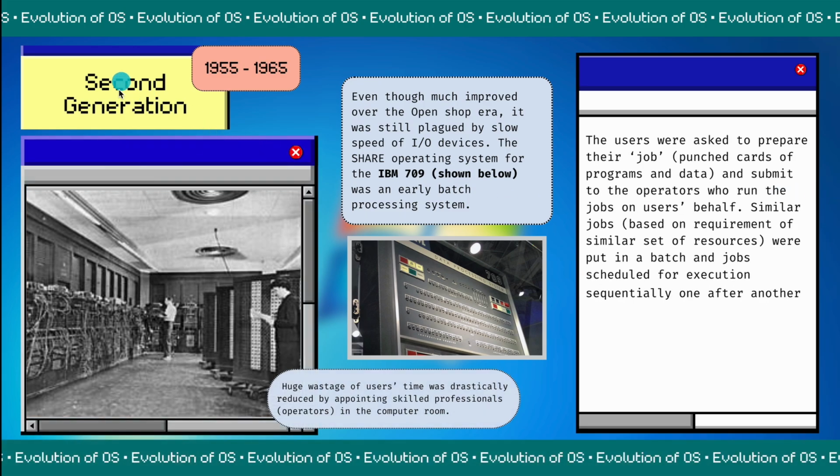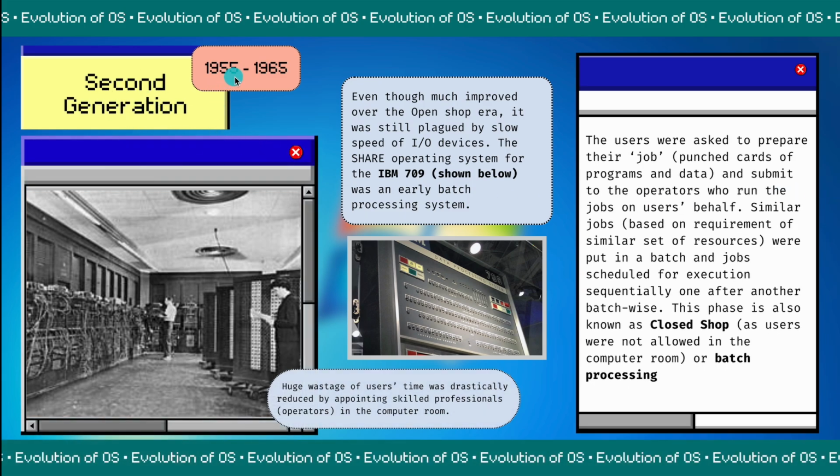We move on to the second generation of computers, from 1955 to 1965. The users were asked to prepare their job or process in punch cards of programs and data, and then they were asked to submit this to the operators who run the jobs on the user's behalf. Similar jobs, based on requirement of a similar set of resources, were put in a batch, and these jobs were scheduled for execution sequentially, one after another, batch-wise.